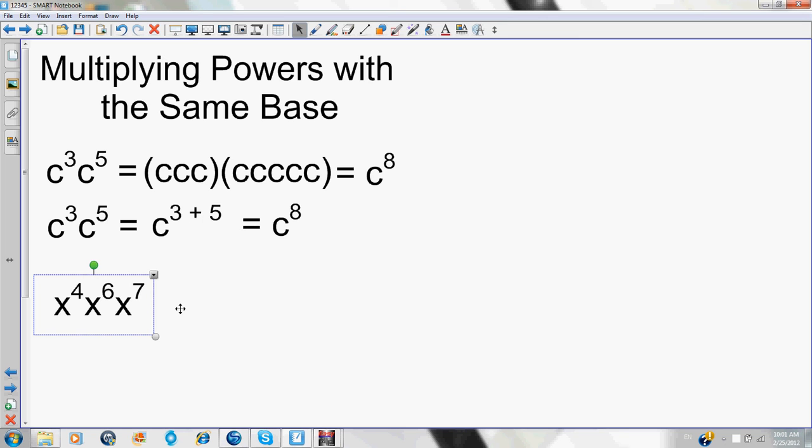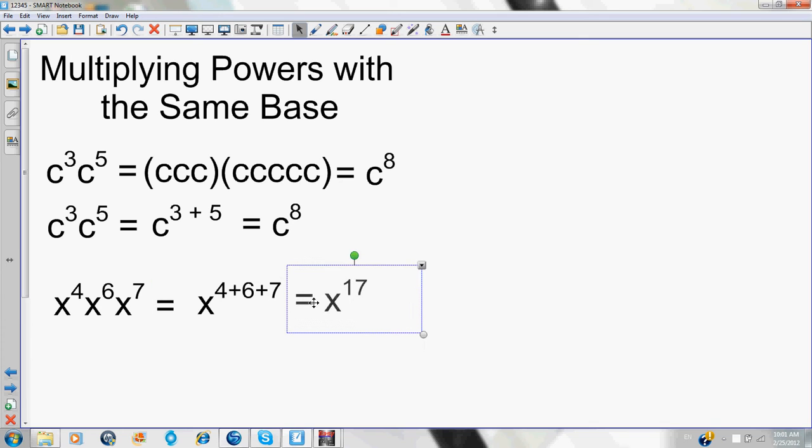This time we've got x to the 4th times x to the 6th times x to the 7th. Now you just learned that what you're supposed to do is add the exponents. So that would be x to the 4th plus 6 plus 7. 4 and 6 make 10, and 7 makes 17. So the answer would be x to the 17th.